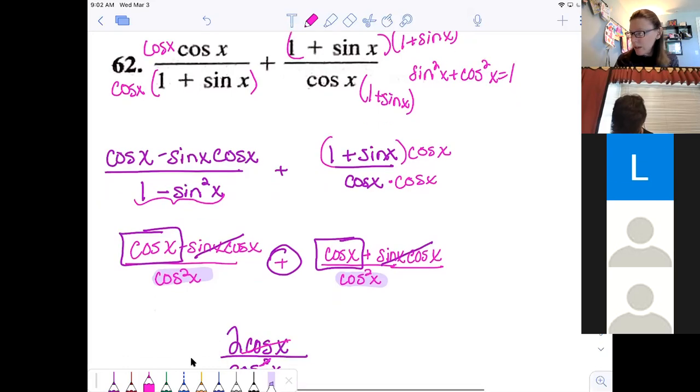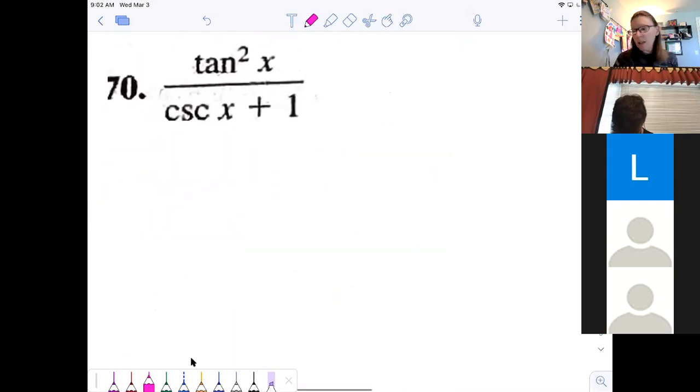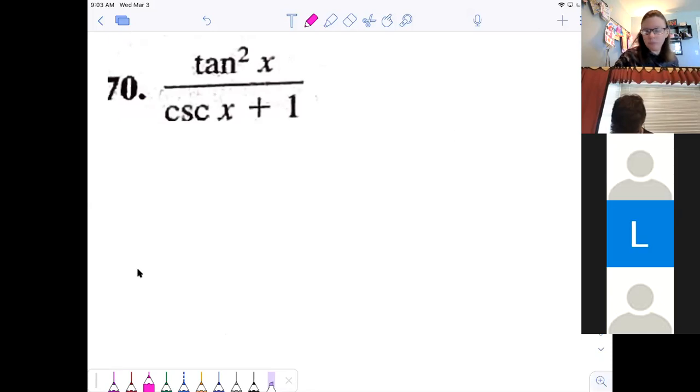All right, so let's go down and look at number 70. Number 70, we have a tangent squared on the top, and we have a cosecant plus 1 on the bottom. So Jack, how could we simplify number 70? What would you try and do first here? So what could we do with that denominator?